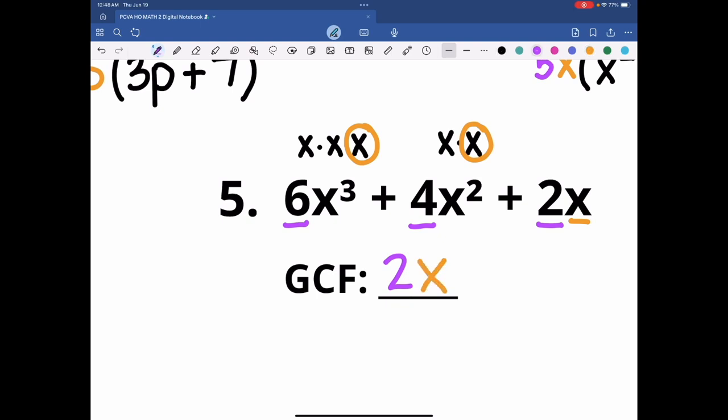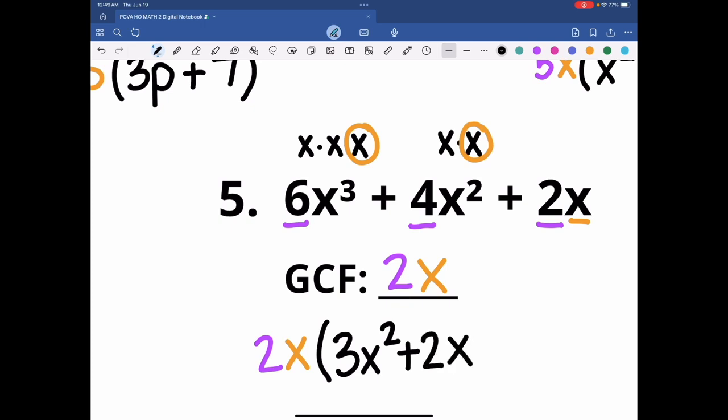So if we divide 2x out of each term, we're going to factor that GCF out. 6 divided by 2 is going to give me 3. I had 3 x's, but I took 1 out, so that leaves me x squared. Then 4 divided by 2 is going to be 2. I had 2 x's, took 1 out, so I'm left with 1. And then 2 divided by 2 is 1. I had 1 x, but I took that x out, so I'm left with no variables on that last term.